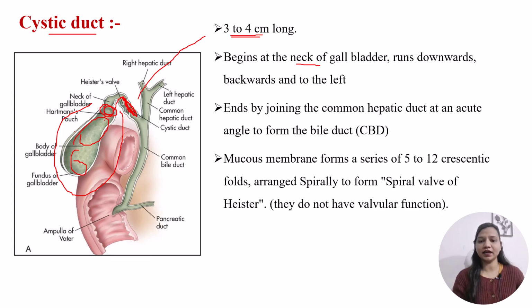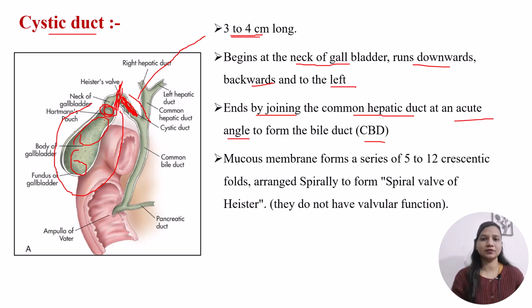It begins at the neck of the gallbladder and runs downward, backward and to the left. It begins exactly here, at the end of the neck of the gallbladder, and it runs downward, backward and to the left, and it ends by joining the common hepatic duct at an acute angle to form the common bile duct.